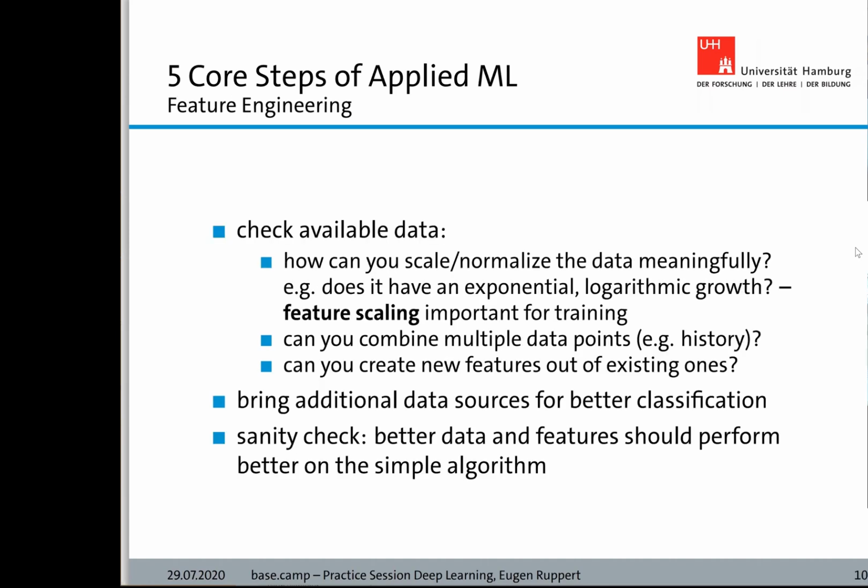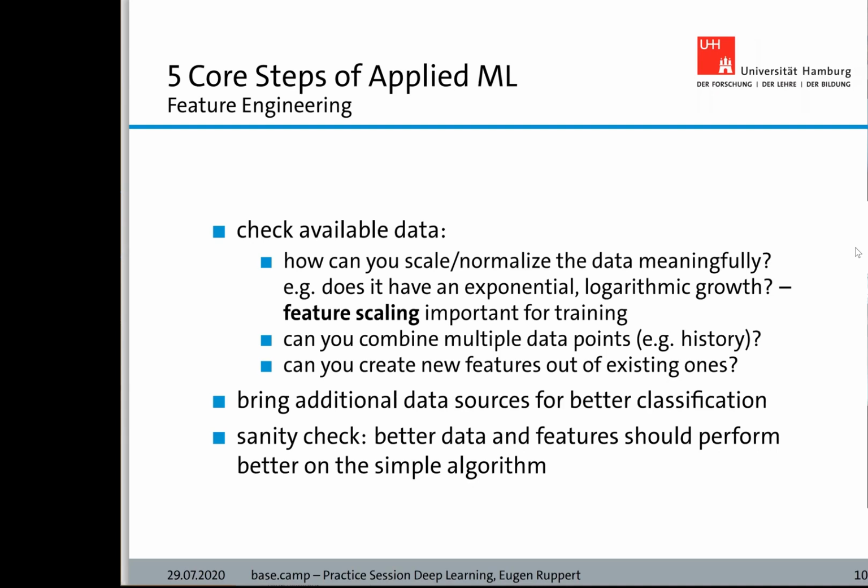Then after this is done, you do your feature engineering. You check your data, and you check how you can scale or normalize the data meaningfully. For example, some data can have an exponential or logarithmic growth, so you need to scale it appropriately. This feature scaling is important for training. Ideally, especially with neural networks, you would fit all of your data into the scale of between 0 and 1. Then every feature can be treated equally, and this does improve the performance.